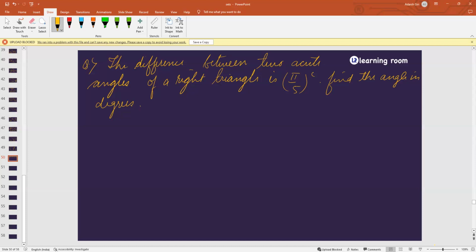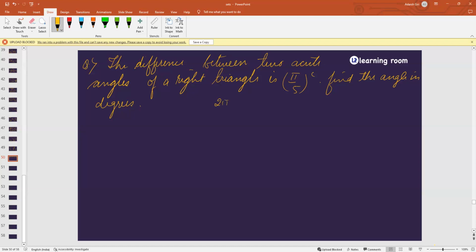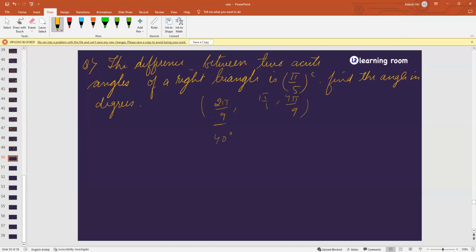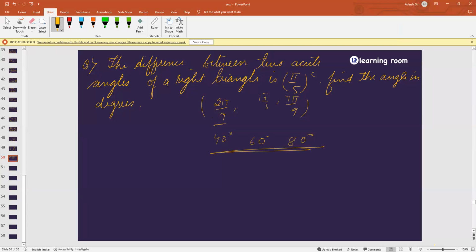36 degrees, sir. 36 degrees. See, the angles are in radians here. 2 pi by 9, pi by 3, and 4 pi by 9. 2 pi by 9 means what? 40 degrees, I guess. And 60 degrees. 80 degrees. These are the answer.